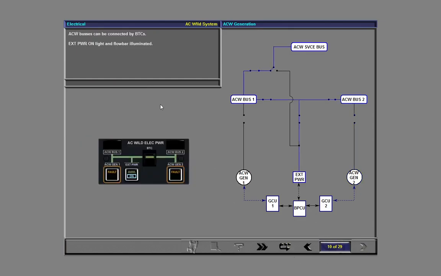The 2 ACW buses can be connected by the BTCs, as shown currently. Note that the external power on light is illuminated in the external power push button, and the flow bar is illuminated in the BTC push button. Now select the BTC push button to the isolation position. As you can see, both BTCs have opened.